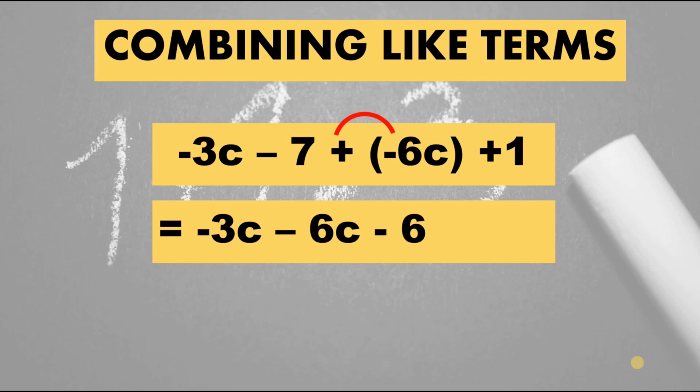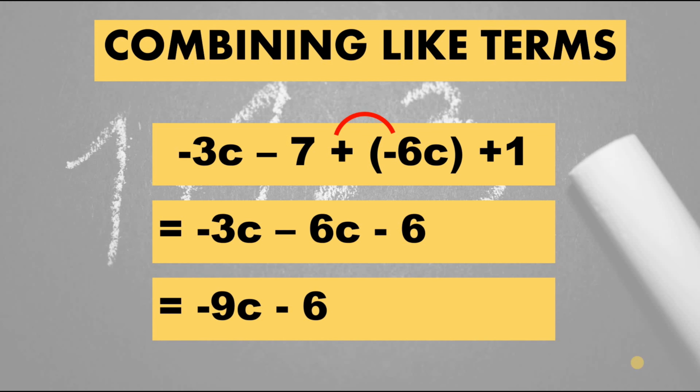So we have negative 3c minus 6c minus 6. So we have like terms. Yes, we have negative 3c and negative 6c. Both terms have negative signs. So law of exponents, we just add the numbers and copy the negative sign, okay? And then copy c, the variable component of the terms. So we have 3 plus 6, 9. And then copy the sign because they've got the same sign, negative. So we have negative 9c minus 6. And that's our final answer for this expression.